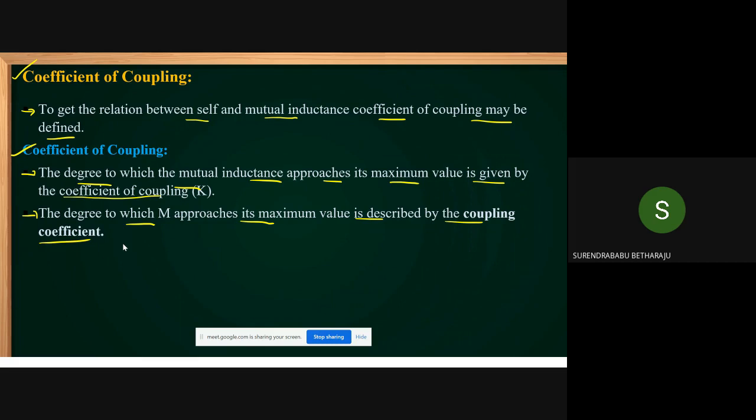Is it a weak coupling? Is it a strong coupling? Is it a good coupling? That is given by the coupling coefficient. Or how much maximum mutual inductance we have achieved, that is also given by the coupling coefficient, students. Mainly the coupling coefficient is defined to get the relation between the self-inductance and the mutual inductance. Now, I want to find the expression for mutual inductance and self-inductance. From that we can define the coupling coefficient.